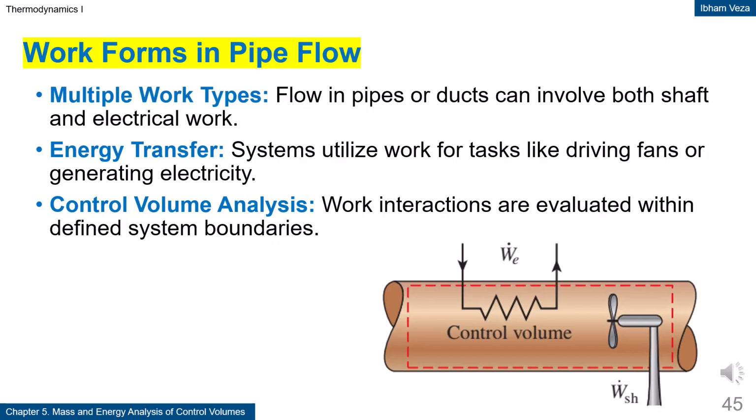Work forms in pipe flow. In pipe flow, work does not always appear in only one form. Shaft work can be used to drive fans or pumps. Electrical work can come from heating elements or motors. All these forms of work must be included in the energy balance. This shows that flow systems have complex energy interactions.